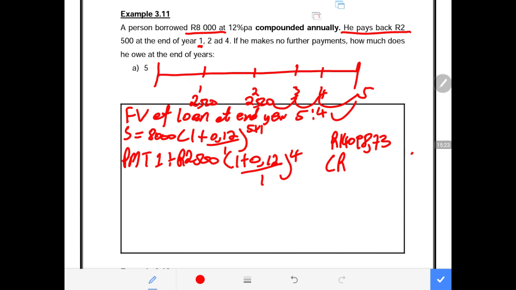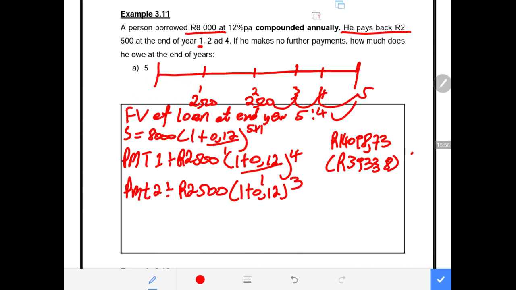So now our power will be the power of 4. I get 3,933.79, which is rounded off to 3,933.80. Then we say there was a second payment made, payment number 2. How much did we pay? We paid 2.5, and this will be 1 plus 0.12 divided by 1 to the power of 3. Why do you say 3? Because end of year 2 will say 3, 4, 5, meaning our n will be 3 years.